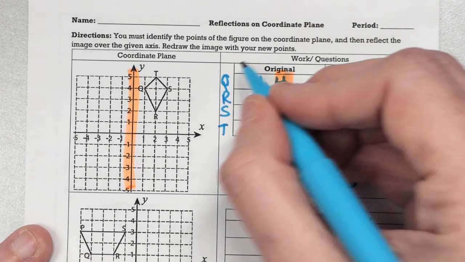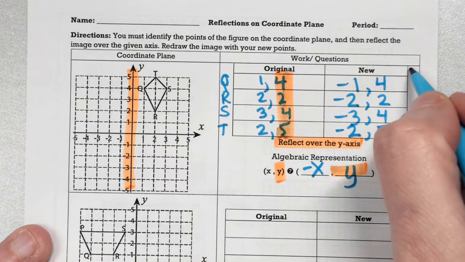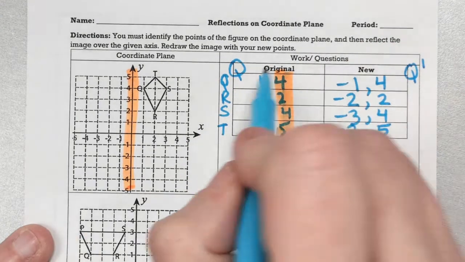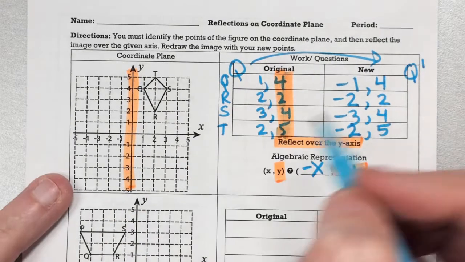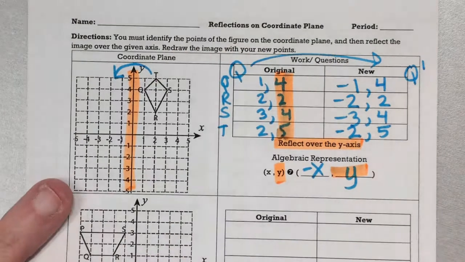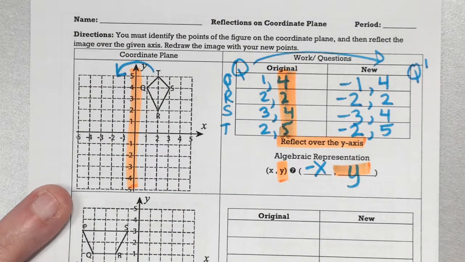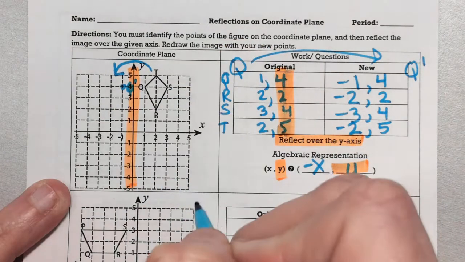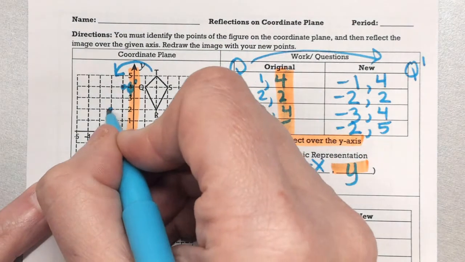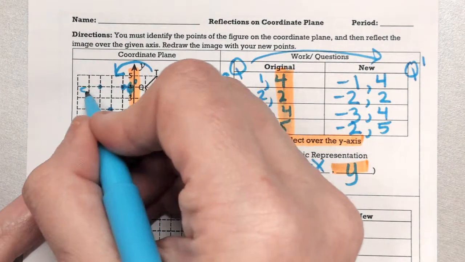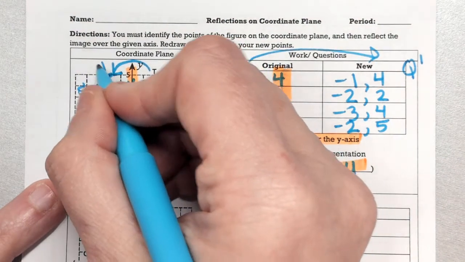I can see that my new shape, say this is Q, this is going to be Q prime, okay? Q prime is my new shape, and I'm reflecting over the y-axis, so my new shape should wind up over there if I did it right. My new points are (-1, 4), that's my Q prime. (-2, 2) is my R prime. (-3, 4) is my S prime, and (-2, 5) is my T prime.